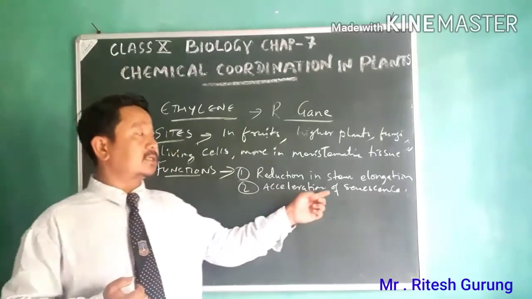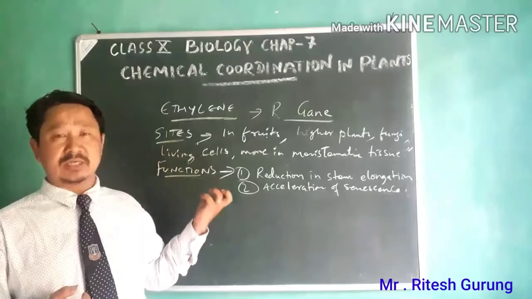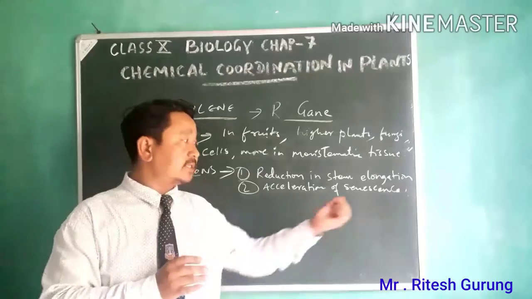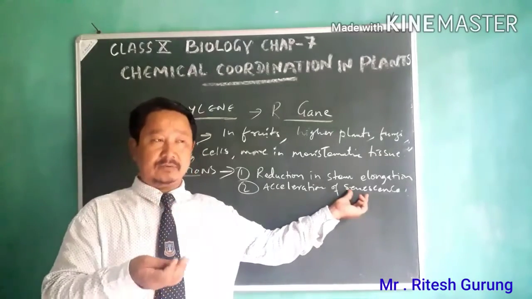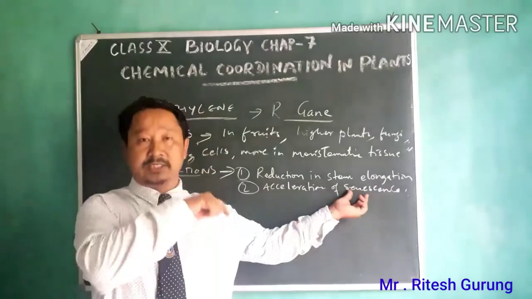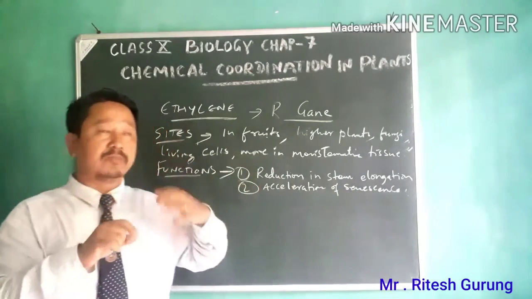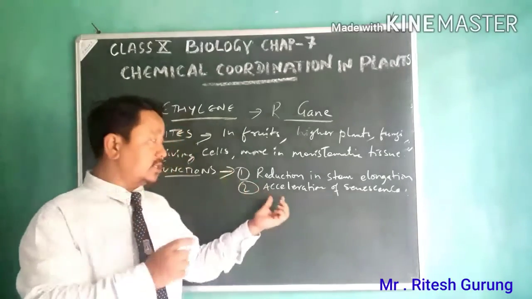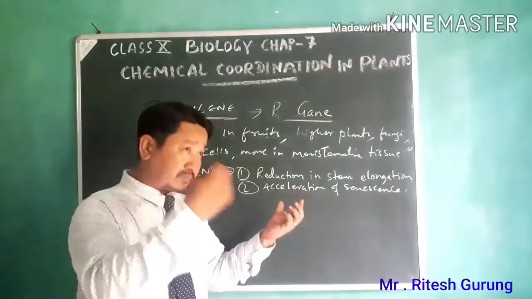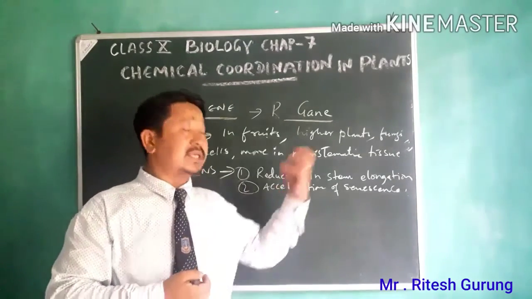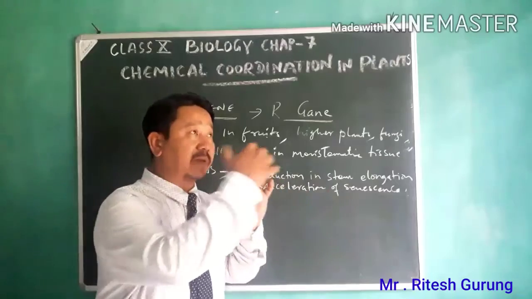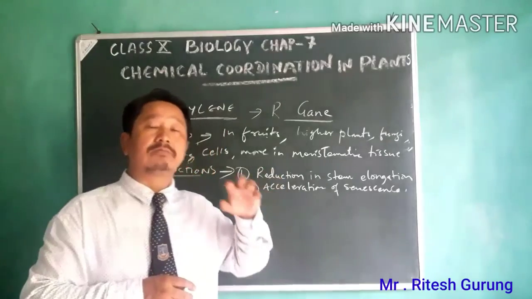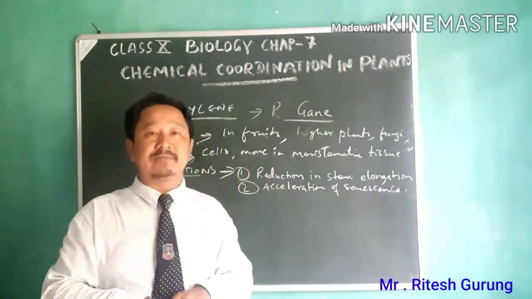Second one, acceleration of senescence. Most of the hormones that we talked about in the last session are the ones which prevent senescence. Senescence means aging. Those hormones do not allow the plants to grow older fast. But this hormone accelerates senescence. It acts in a faster way so that the plants grow older. On the other side, other hormones prevent it, so that it gets balanced.